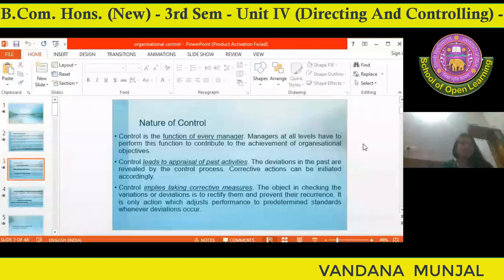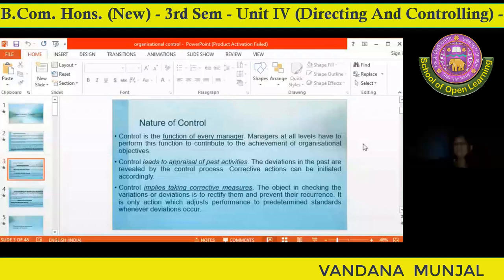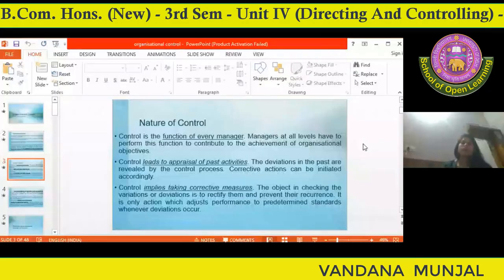So control implies taking the corrective measures once the deviations have been identified, ताकि वो problems आपको दोबारा future में ना आए या आप उसको एक feedback की तरह treat करो.